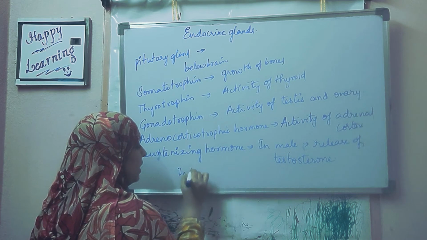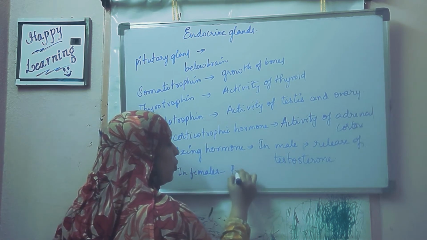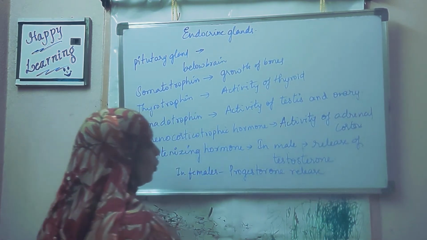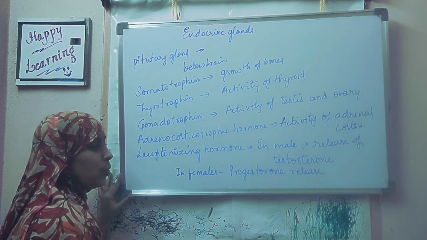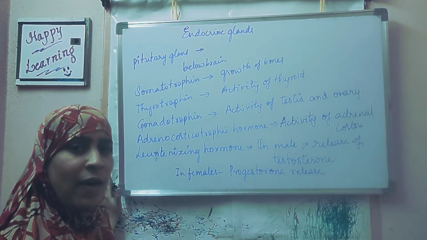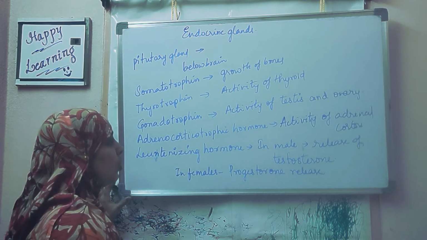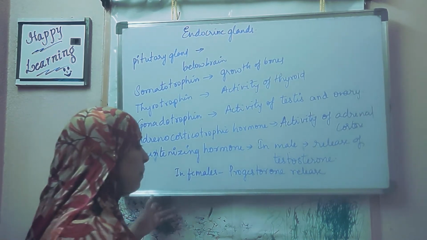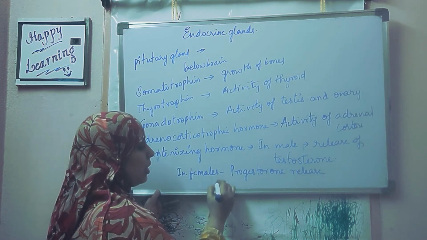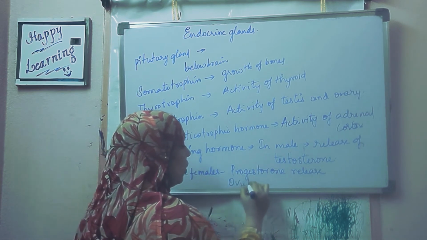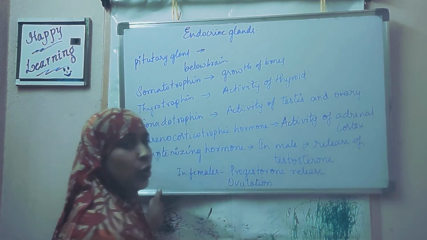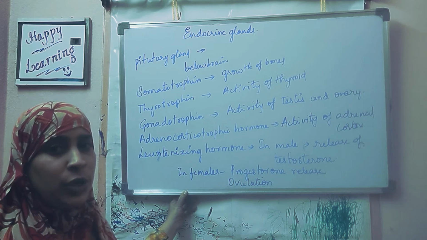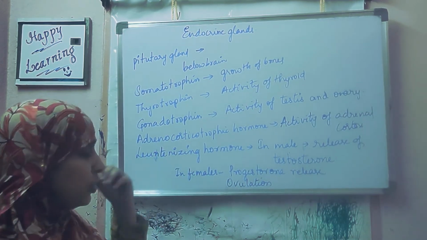In case of females, progesterone release is under control of this luteinizing hormone. Progesterone is released by ovary, and that release of progesterone by ovary is under control of luteinizing hormone. Apart from progesterone release, ovulation, the release of ovum from ovary, is called ovulation. We have already discussed in reproductive system. That is also under control of this luteinizing hormone.